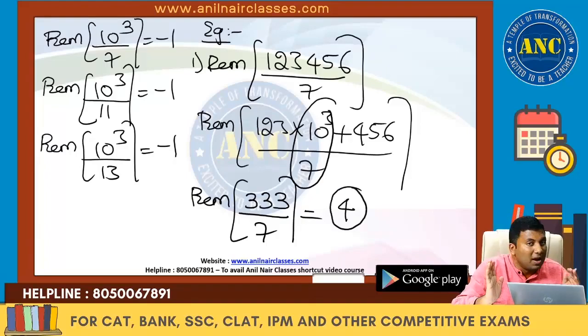I hope this basic idea is clear, because once you are familiar with the lowest prime numbers, it could be 7, 11, 13, right? Then the larger prime numbers become very, very easy for you.